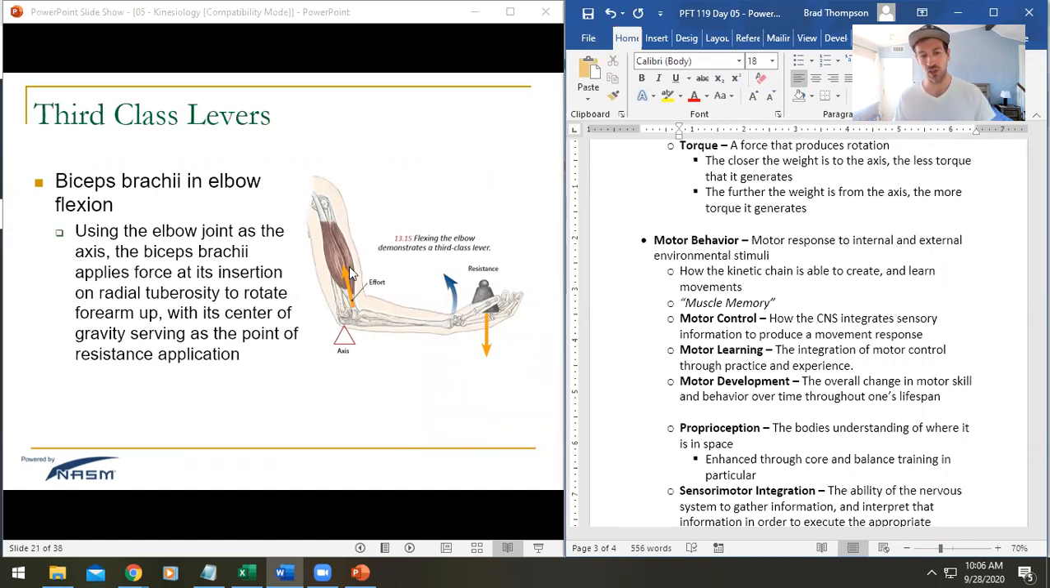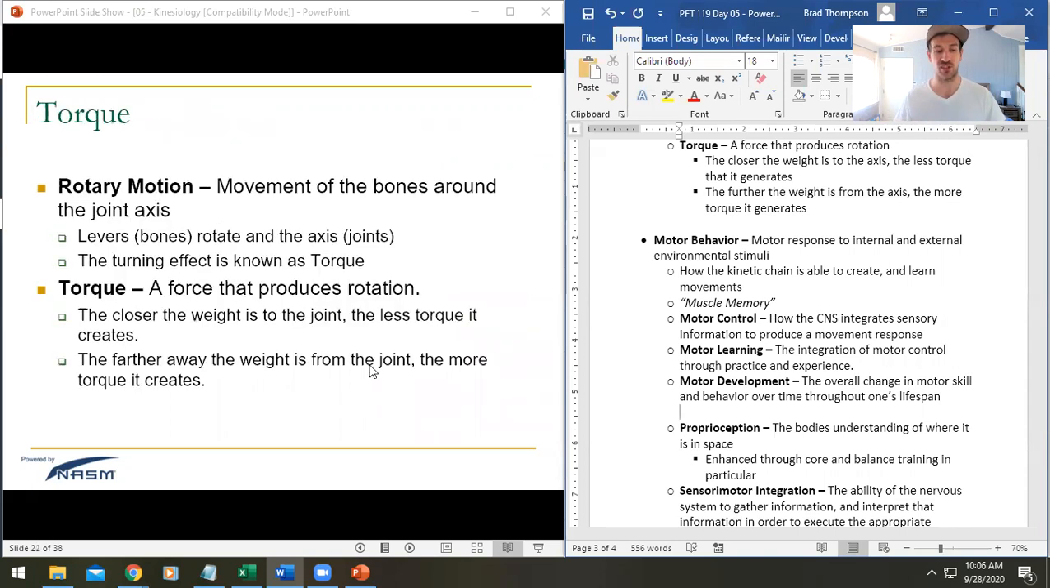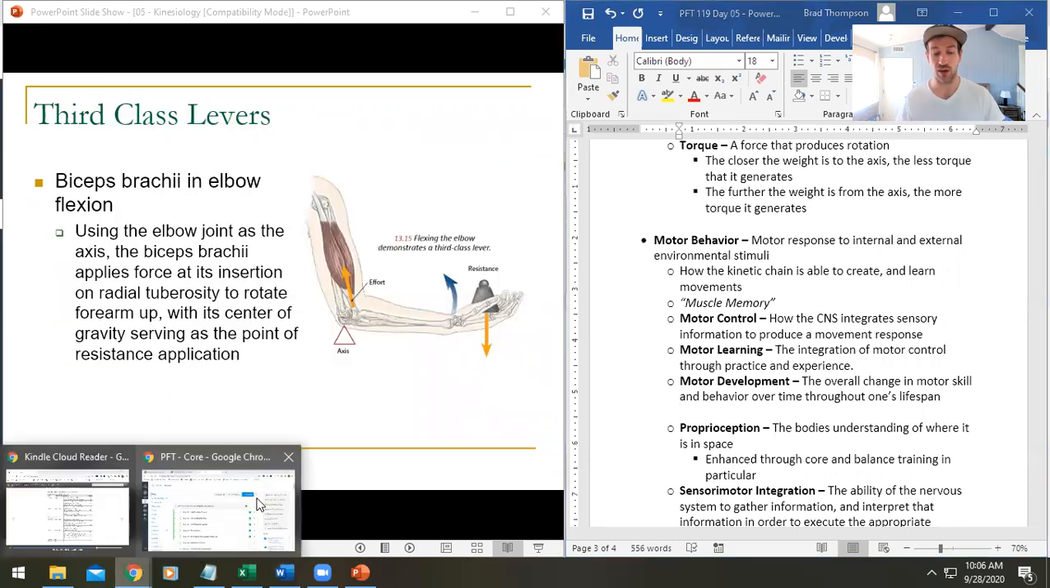So if you look here, right, you've got your axis of rotation here, and that bone actually hooks around the other end. So that allows you to use this as a third class lever in your elbow. This is why this is just so common throughout your whole body.